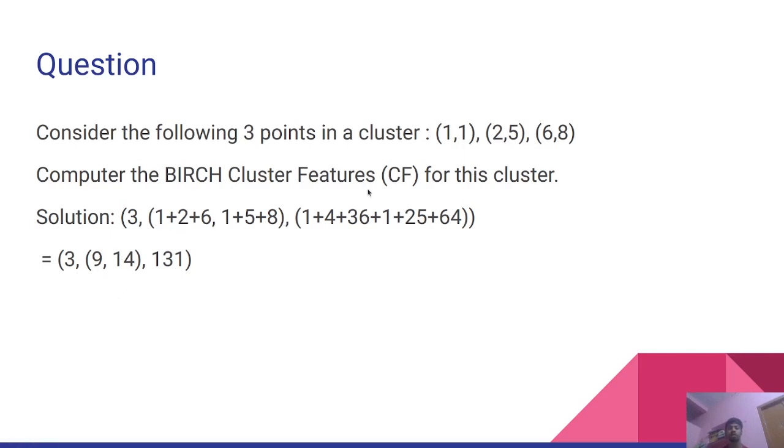Then you have to take squared sum. So squared sum is 1 square plus 2 square plus 6 square, plus 1 square plus 5 square plus 8 square. So 1 square is 1, 2 square is 4, 6 square is 36, 1 square is again 1, 5 square is 25, and 8 square is 64. So if you take the summation, it is 135. So 3, 9, 14, 135. So this is the correct answer.